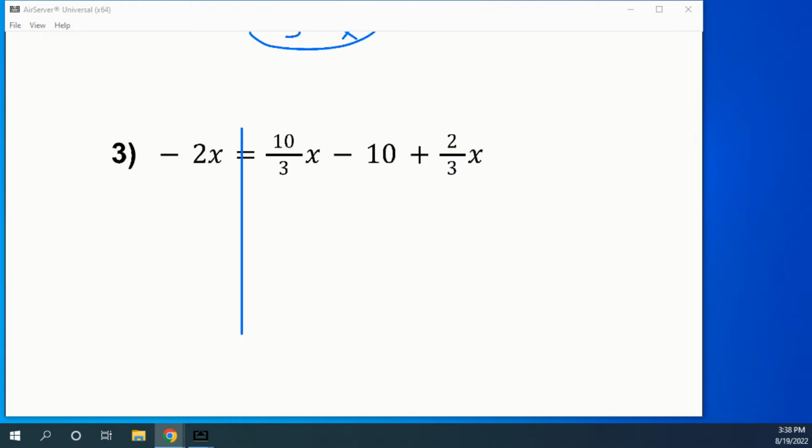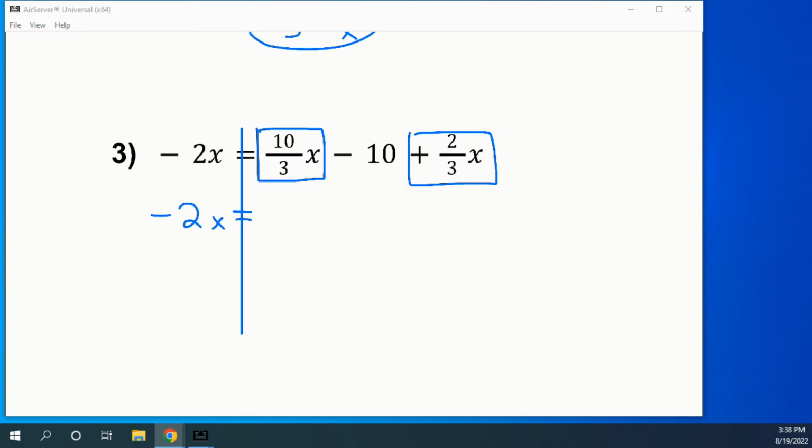Start by looking for distribution. We don't have distribution here, but we do have some like terms. So your like terms here are going to be the positive 10/3 x and the positive 2/3 x. There's no like terms on the left side, but I am going to bring down that -2.